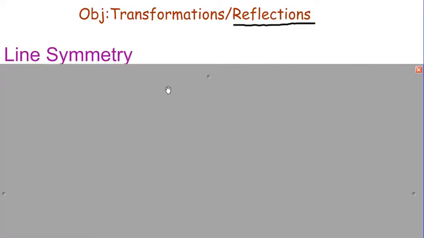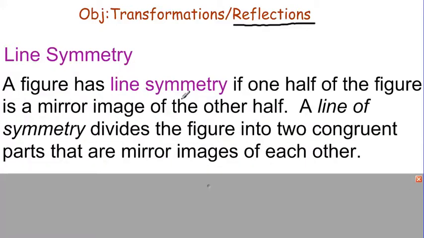Okay, so we're going to start by talking about a little bit of a review, line symmetry. You should know this from last year. Line symmetry is if one half of the figure is a mirror image of the other half of the figure. A line of symmetry divides that figure into two equal parts, two congruent parts. Okay, so make sure you have that down.